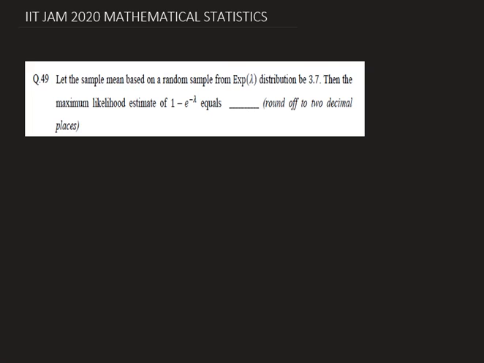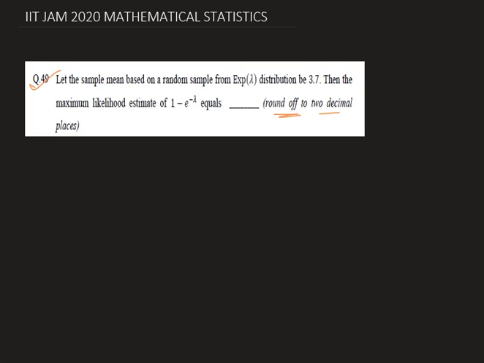Today we are going to solve one problem from IIT JAM 2020 Mathematical Statistics. This is a problem numbered 49. This is basically a numerical answer type question. In this type of questions, we need to find a numerical answer for the particular question. And here we are told that we need to round off the answer to two decimal places.